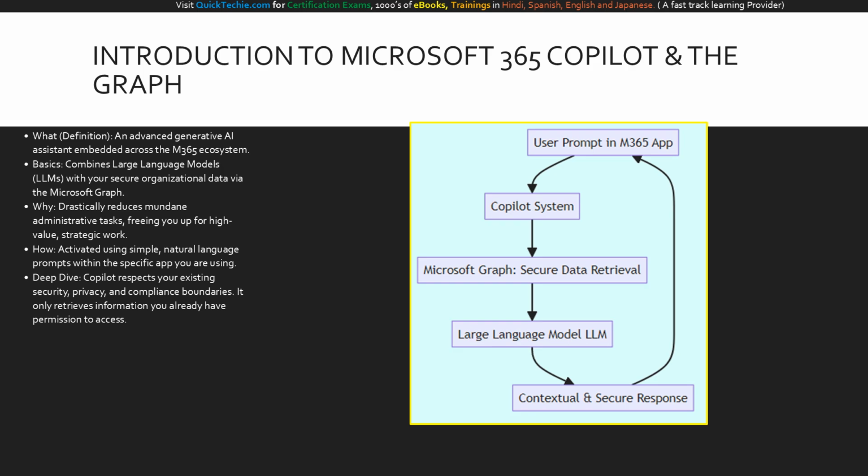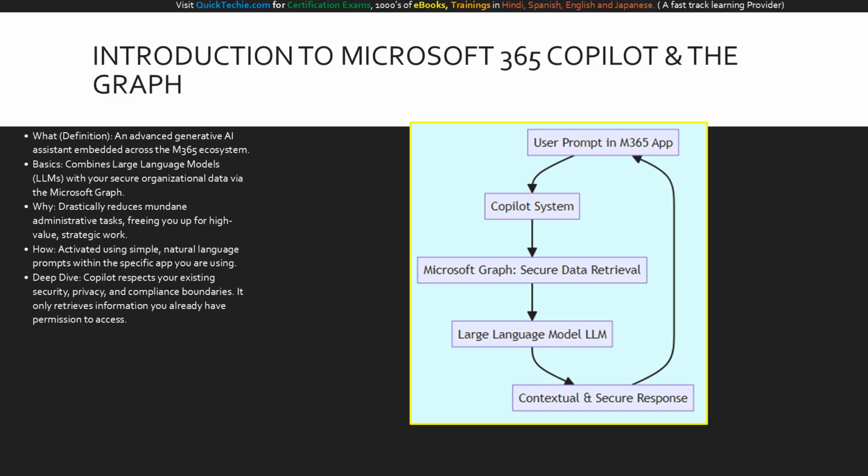Why is this such a game changer? Because it dramatically reduces mundane tasks and accelerates your productivity without ever leaking your proprietary data. How do you use it? Simply by typing natural language prompts right there in the app. As we deep dive today, remember this critical point. Copilot operates within your existing security boundaries. It only searches and retrieves information that you already have explicit permission to access, ensuring enterprise-grade compliance at every step.